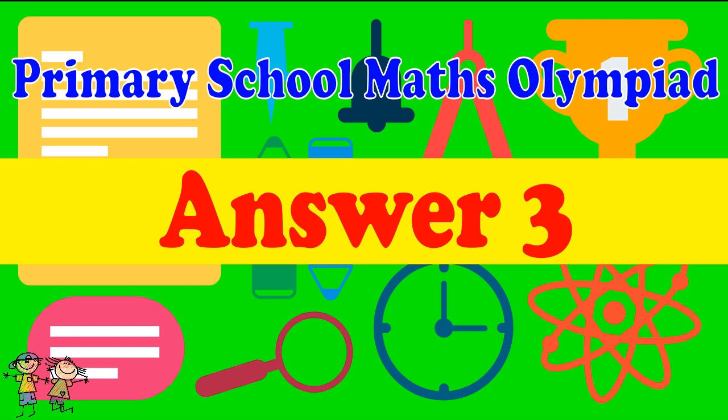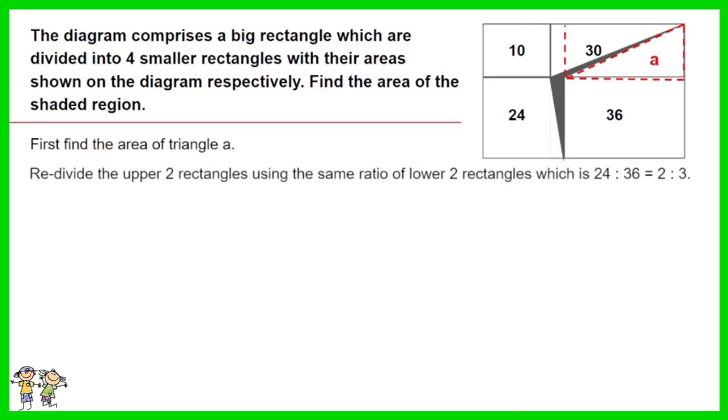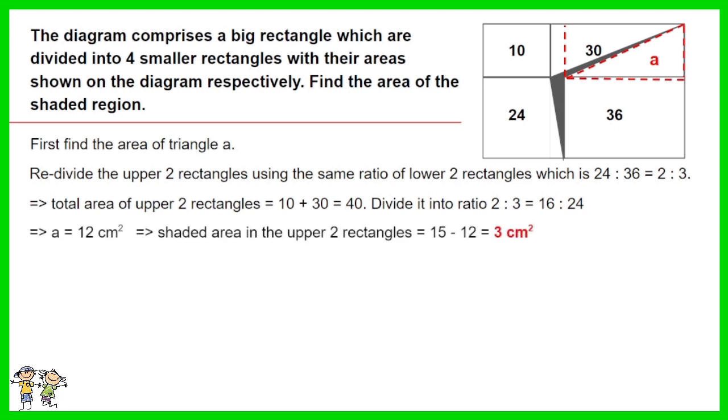Answer for question 3. First, find the area of triangle A. Redivide the upper 2 rectangles using the same ratio of the lower 2 rectangles, with ratio of 24:36, which is 2:3. The total area of the upper 2 rectangles equals 10 plus 30 equals 40. Divide 40 into a ratio of 2:3, which is 16:24. A equals 12 centimeters squared, thus the shaded area in the upper 2 rectangles equals 15 minus 12 equals 3 centimeters squared.